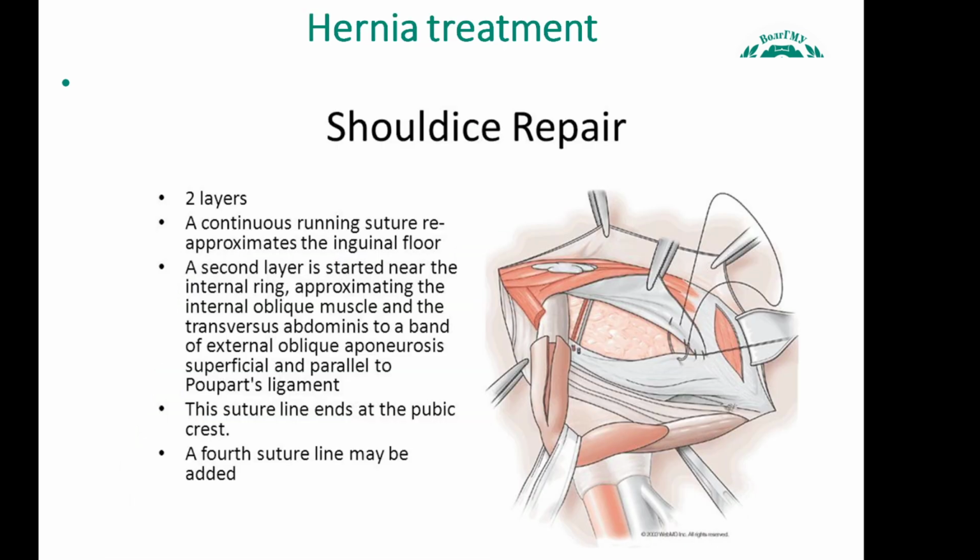Then the method by Shouldice. Two layers. Continuous running suture reapproximates the inguinal floor. A second layer is started near the internal ring, approximating the internal oblique muscle and the transversus abdominis to a band of external oblique aponeurosis, superficial and parallel to the Poupart's ligament. The suture line ends at the pubic crest. A fourth suture line may be added.